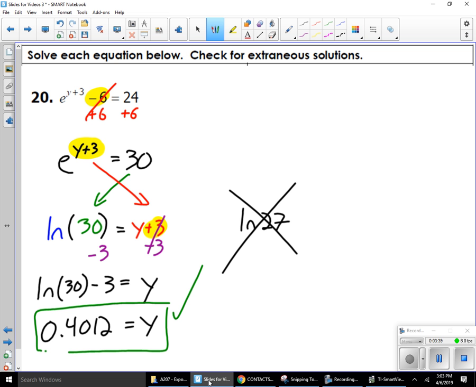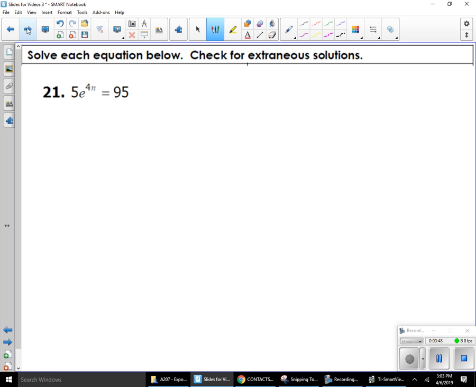Notice so far all we've done is problems where we had a bit of addition or subtraction. I do want to look at one more example of these. This time we're going to have a bit of division going on here. Because again, that exponential is not by itself. We have that 5 hanging around out front. So in order to isolate the exponential, we have to divide both sides by 5. Dividing both sides by 5 will give me e to the 4n equals 95 divided by 5, which is 19. And now I have the exponential isolated.